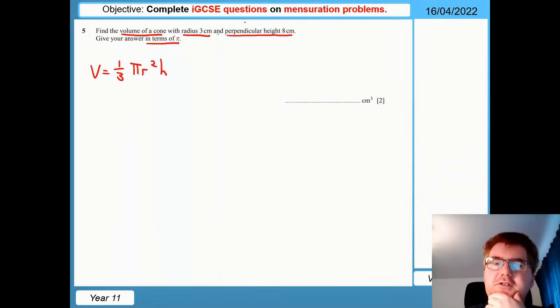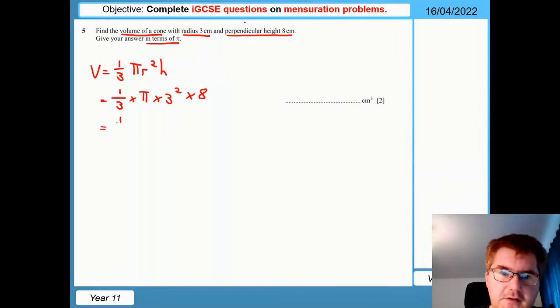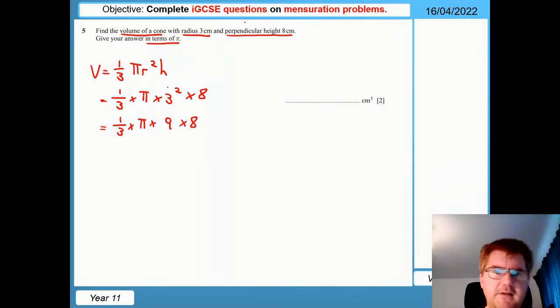And now let's just substitute in what we know. So 1/3 stays the same. Pi stays the same. R squared, well, radius is 3, so you get 3 squared. And then the perpendicular height, that's important for a cone, that's going to be equal to 8. And then let's just sort this out. So 1/3 times pi times 3 squared is 9. And then 8, like so.